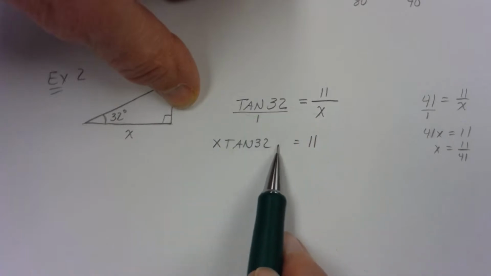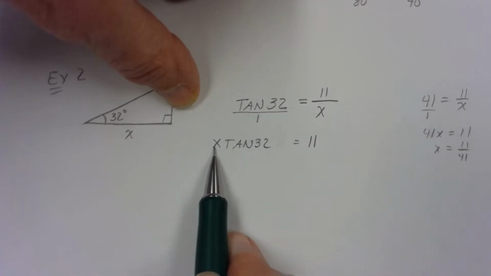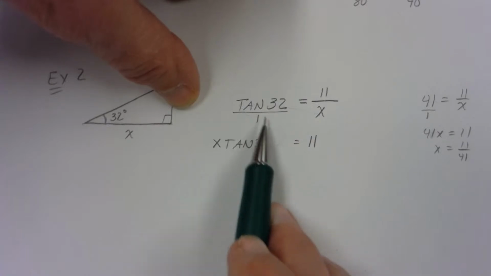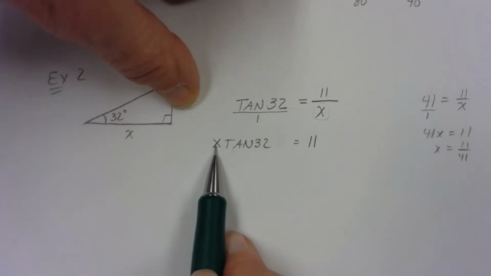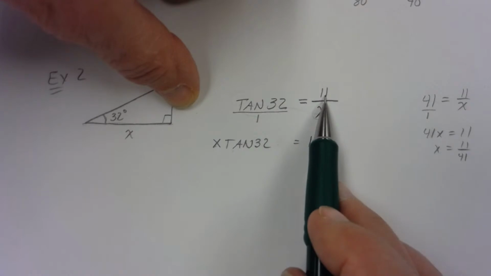So we're not going to put X on the end. We're going to put it in the front. That'll be typical. That's going to happen to you a lot. When you go to cross multiply, you put this guy on the front of the tangent to avoid the ambiguity. So I get X tangent 32 in that order, 1 times 11.